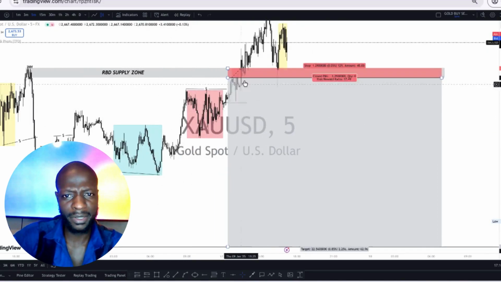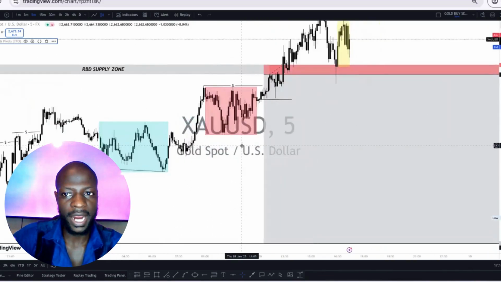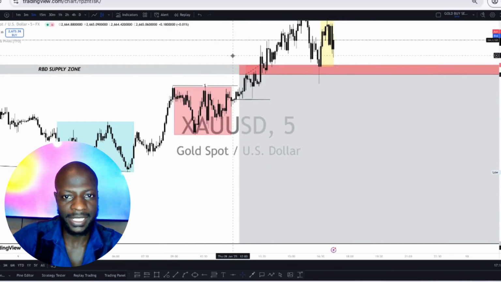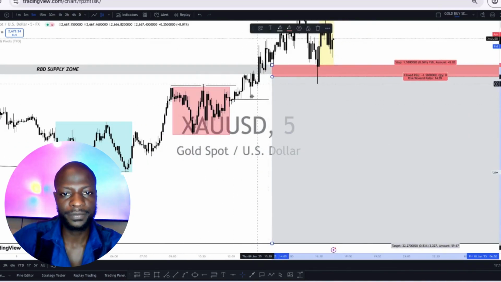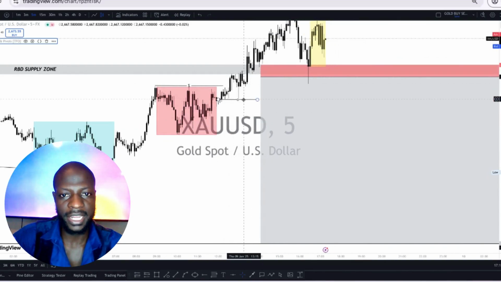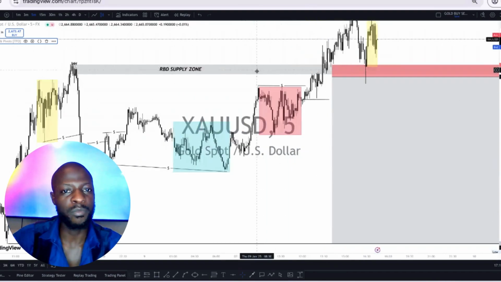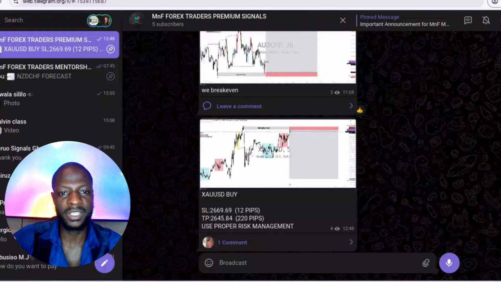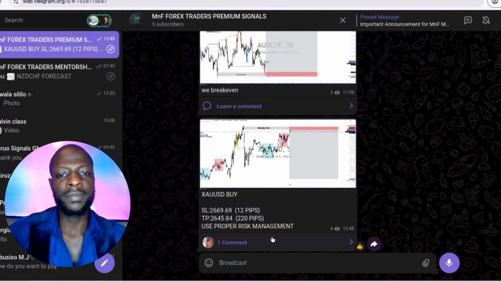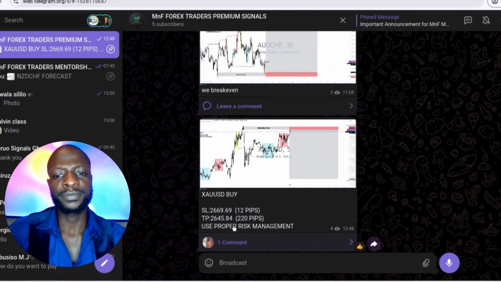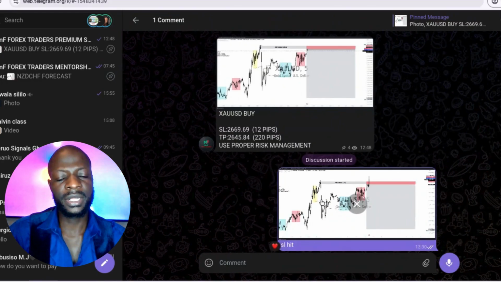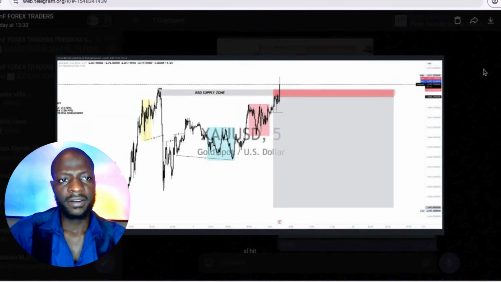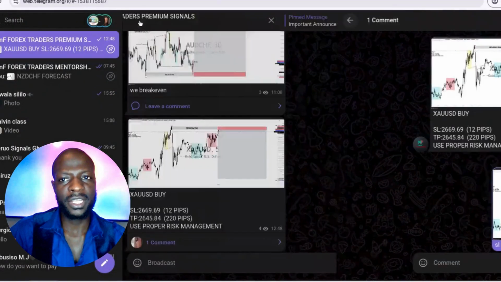You can see that the market beautifully came and actually reacted from this area. The market pushed to the downside right here for a bit, and then the market just went crazy to the upside, and that's how we ended up losing this particular trade. As you can see, I was able to update the community right here. This was the loss, as the stop loss was hit right here, a few minutes after we entered this particular trade.